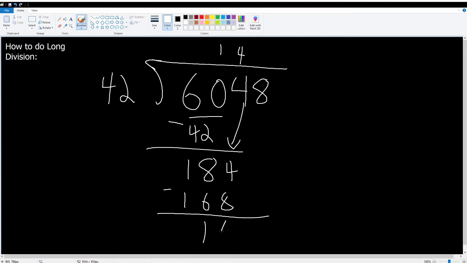Subtract, right? I get 16. Pull down the 8. And as you can see, 42 goes into 168 4 times. So I would do 168 minus 168, and obviously something subtracted by itself is 0. Not much room here, sorry about that. So 42 times 144 should be 6,048. Let me use my calculator and just double check. Yep, using my calculator, it is. Okay. Let's do the next one.